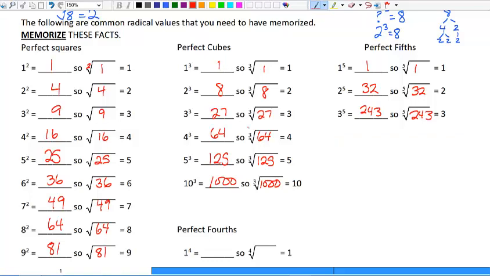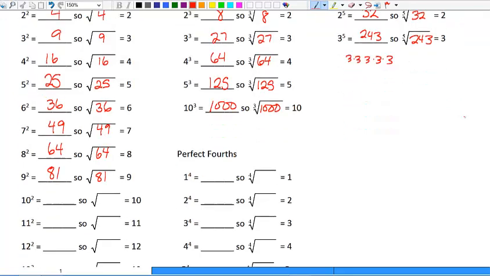So as we get into perfect cubes and then the perfect fifths, you notice that the numbers get really large really quick. For example, 3 to the 5th is 243 because 3 times 3 times 3 times 3 times 3, 5 times, is 243. Therefore, the 5th root of 243 is 3. So these numbers get really large. Let's scroll down and do the bottom half.